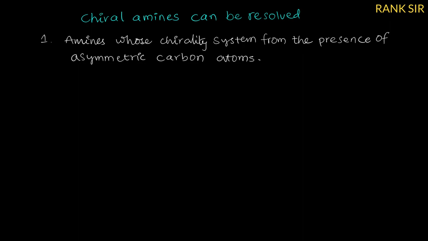Next, which amines can we resolve? Already I told you that nitrogen with three different groups and one lone pair generally undergoes inversion. That's why resolving is somewhat difficult. Therefore, which type of amine can we resolve? Chiral amines can be resolved. Then, amines whose chirality stems from the presence of an asymmetric carbon, which means the nitrogen is not chiral, but the carbon should have chirality.